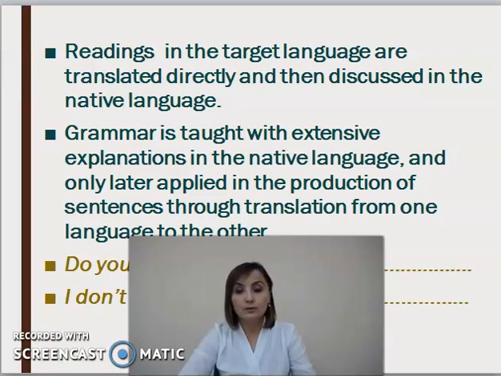I don't know where your book is. This is in English language, and we translate it into Uzbek language using the grammar translation method. Men sizning kitobingiz qayerdaligini bilmayman.